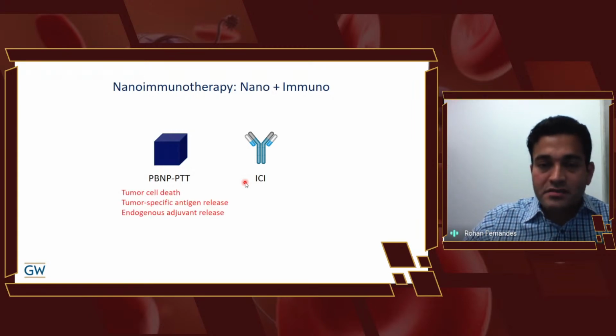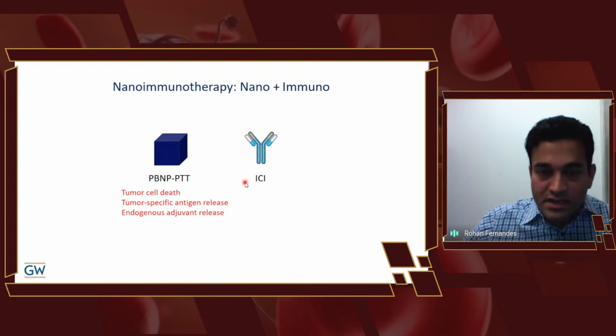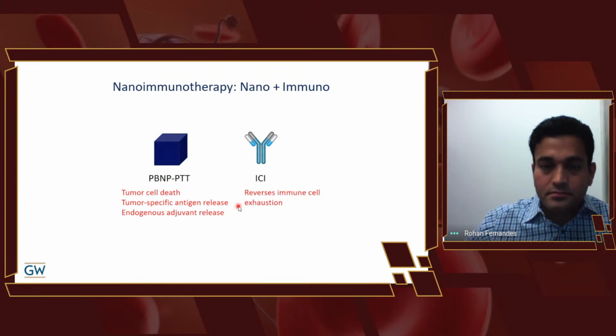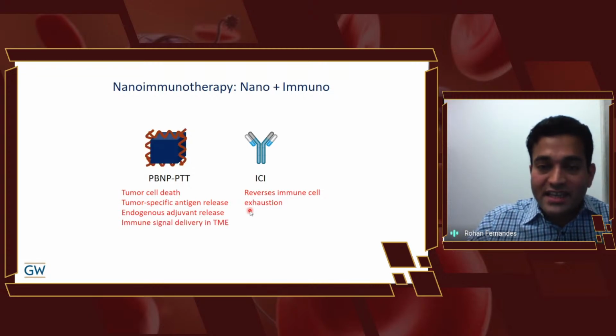So what do these two pieces bring to the table? The Prussian blue nanoparticles generate tumor cell death, so it decreases tumor burden. It also causes tumor-specific antigen release and endogenous adjuvant release. Now, these effects are complemented by the immune checkpoint inhibitor that reverses immune cell exhaustion. Another modality that can be used is the addition of an immune modulator or an immune signal onto the nanoparticle. And what this does is it provides you an additional adjuvant if needed in the tumor microenvironment.